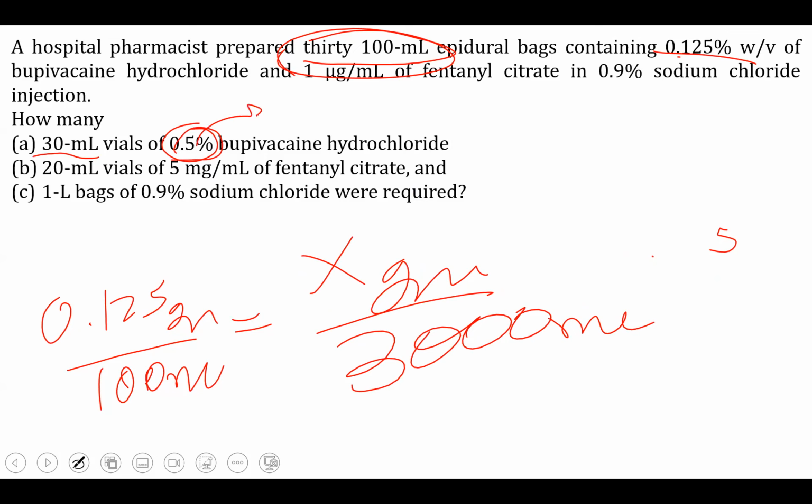I gave you a direct conversion: 0.5% bupivacaine or anything is nothing but 5 milligram per ml, correct?